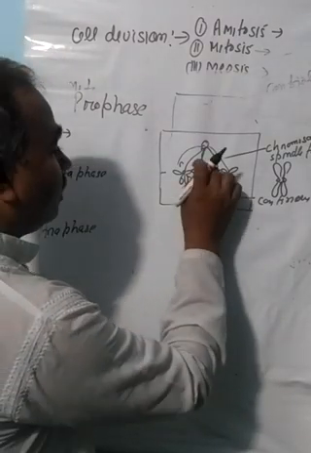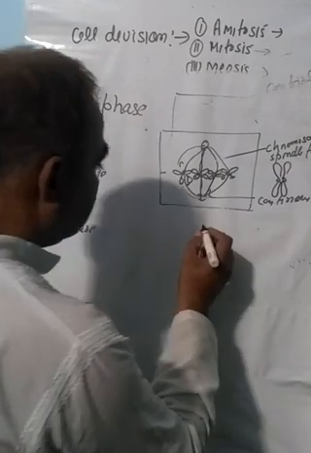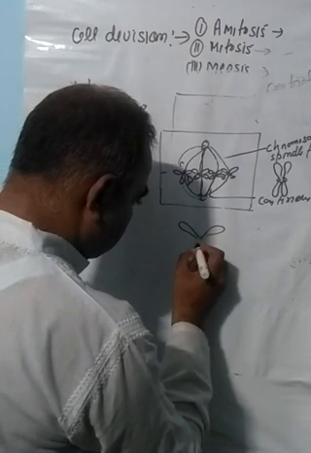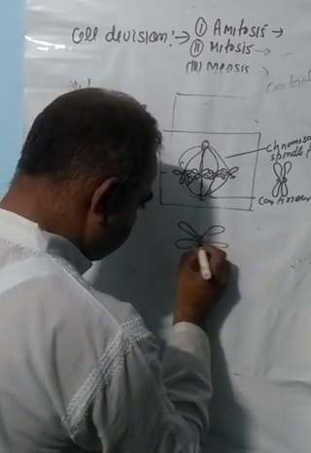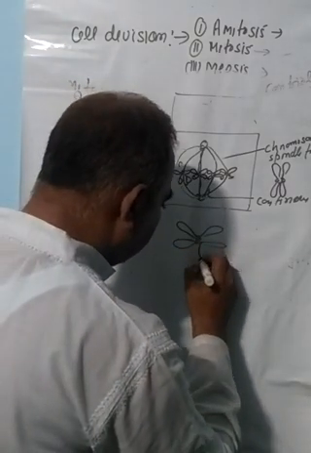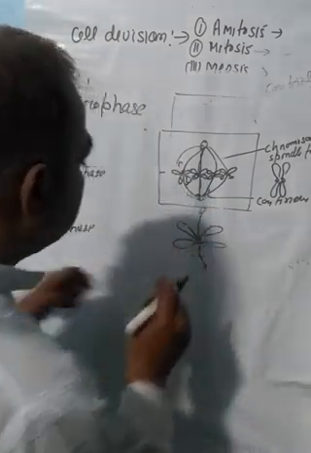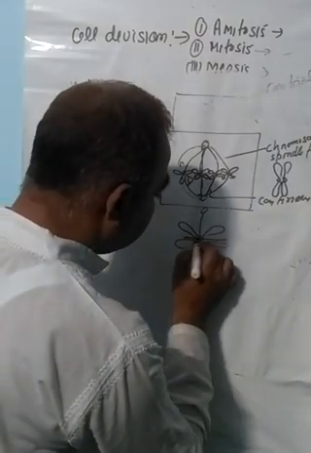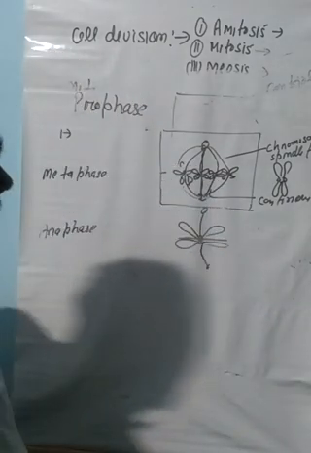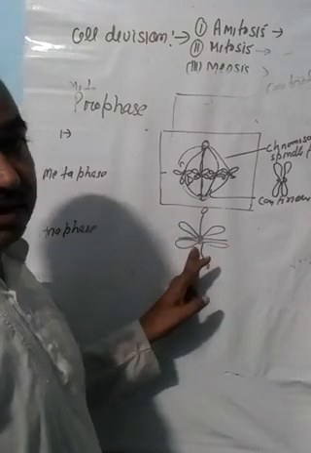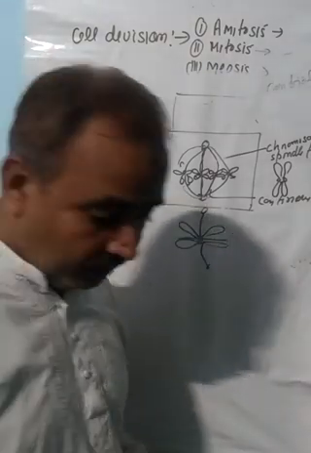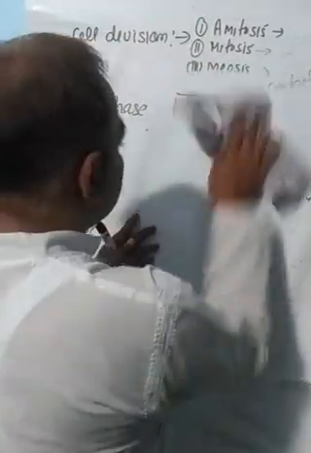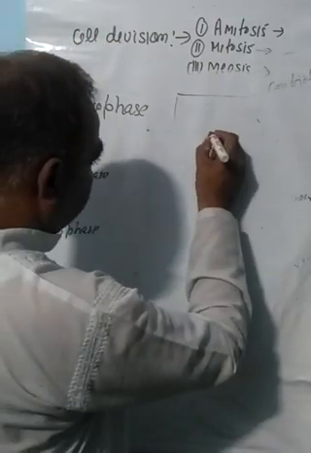These chromosomes are segregated. You know that the chromosome is attached to the pole by the centromere near the kinetochore. So the separation of these chromosomes takes place, or we can say that the division of the centromere takes place. And finally in anaphase, this is the pole.